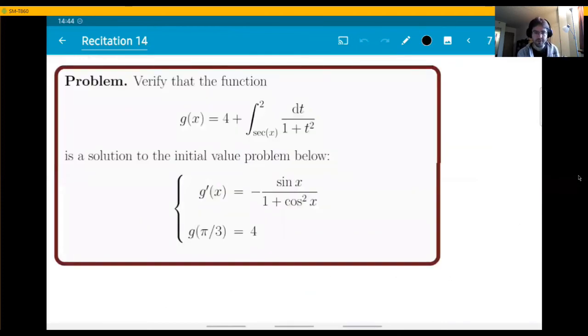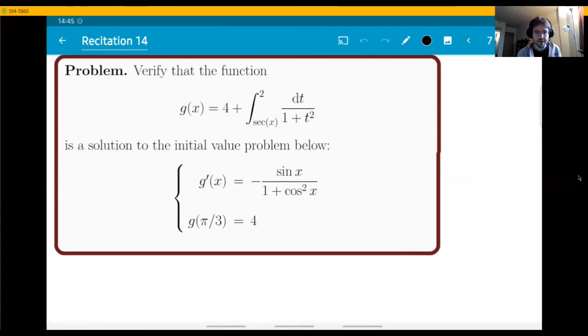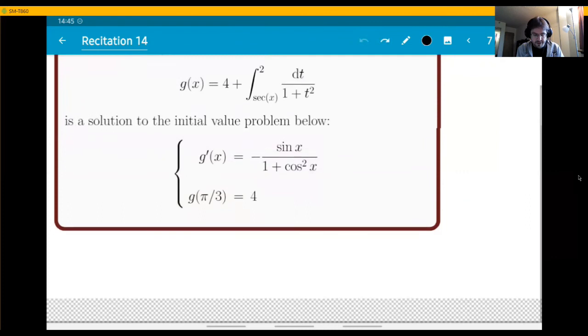And I have just one more problem here. Verify that the function is a solution to the initial value problem. Remember, the initial value problem is something like this, where you're trying to find a function, g in this case, and you're given its derivative, and you're given its value at a certain point, and you want to find that function. If I just gave you this problem and asked you to solve it, that would be a very different problem, a kind of a difficult one, because, well, you know, how do you solve an initial value problem?